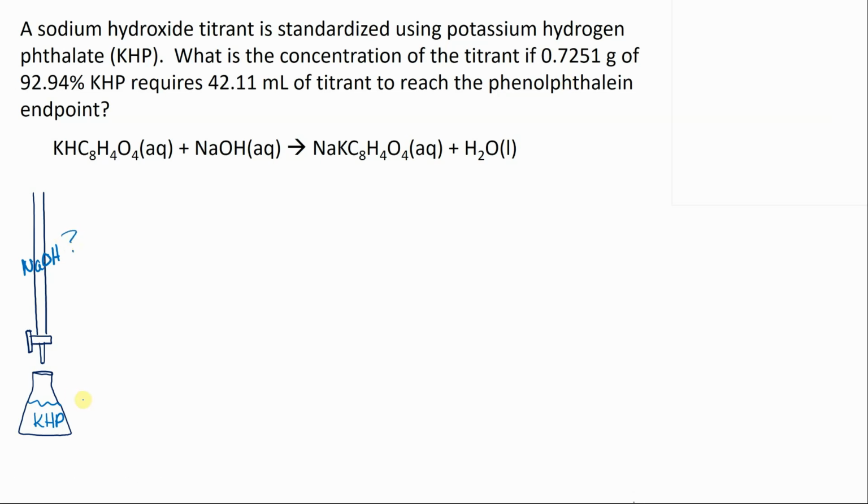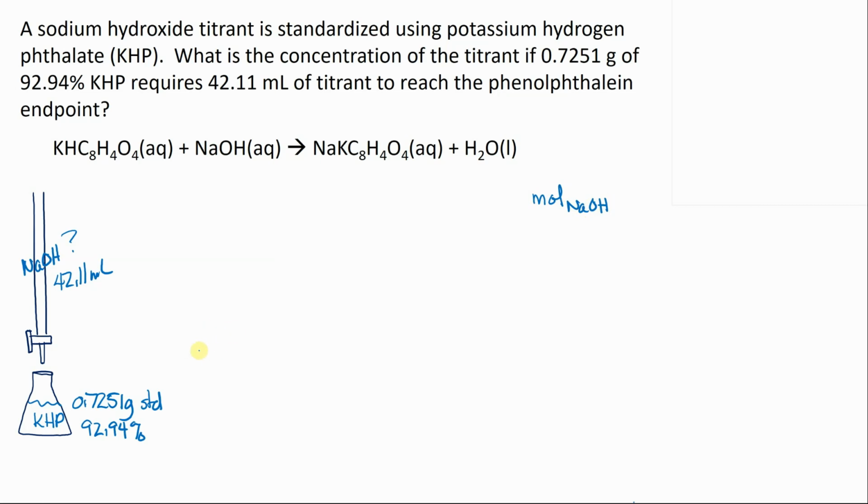If we have 0.7251 grams of KHP. And it isn't pure, this is grams of standard, and the standard is 92.94% KHP. We know that the volume of titrant is 42.11 milliliters, and we're trying to determine the concentration. When you set up these calculations, you want to start with the chemical that you know and head towards the chemical you don't. So what I'm interested in is heading towards moles of sodium hydroxide on the right there.